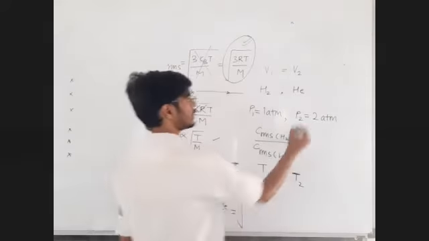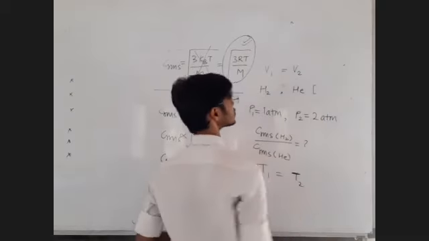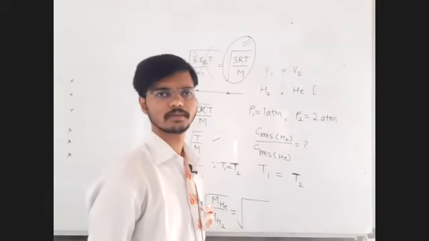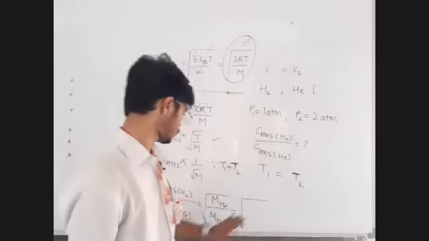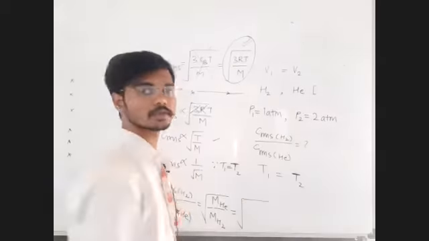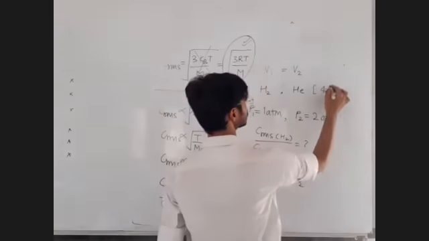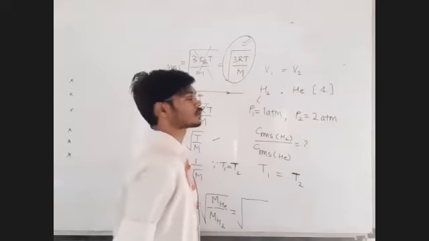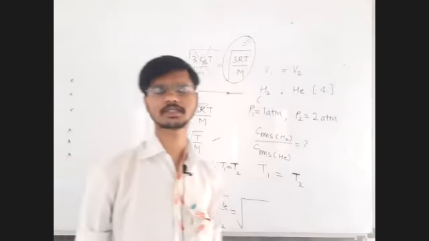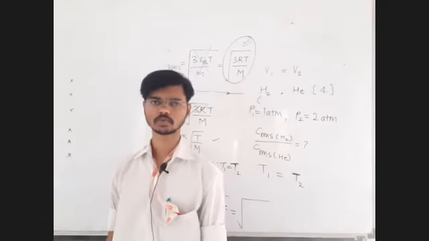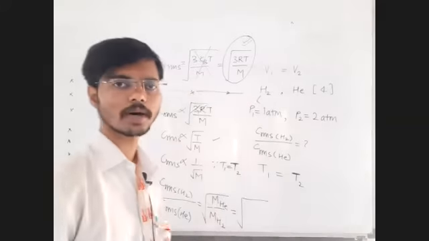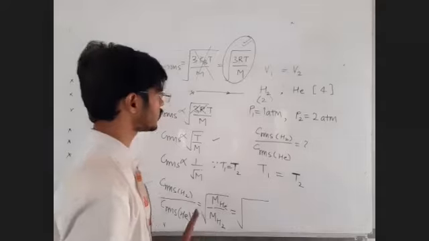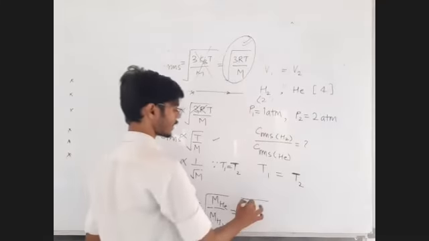So for helium, what shall be the molar mass? 2 protons, 2 neutrons, so it is 4 gram per mole. Molar mass of hydrogen is 2, 1 proton, 1 neutron, 2 gram per mole. Fine. So in this way you should be able to decide what to write.